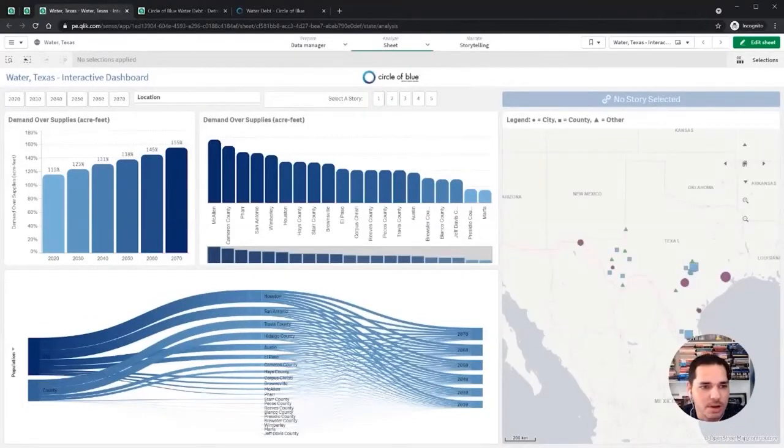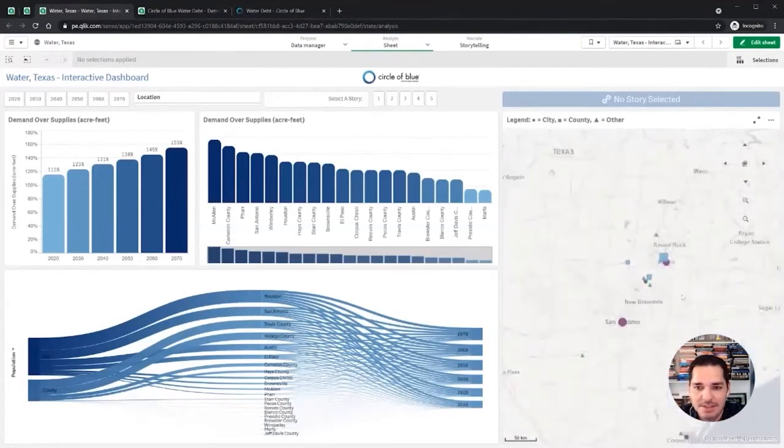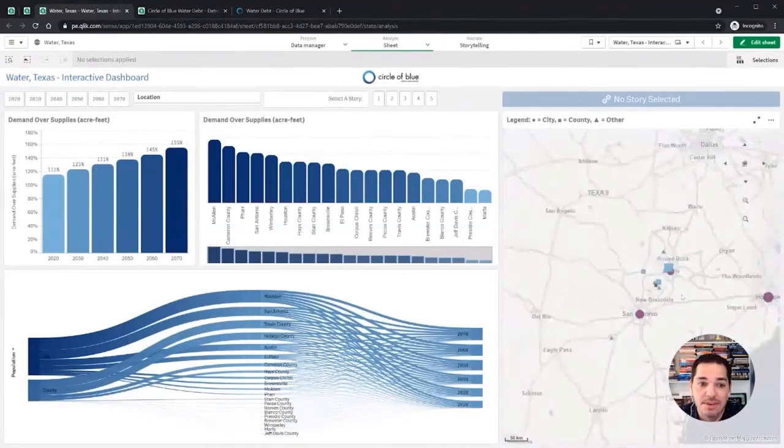Perfect. So another interesting story here we pulled together with the data from Circle of Blue into an interactive dashboard. What we see here is the demand for water versus the supply of water in these various communities, whether the city, counties, or municipalities. We see that on the map where these particular communities are located. Of course, we can zoom in. The size of the dot gives us some indication of the demand over the supply.